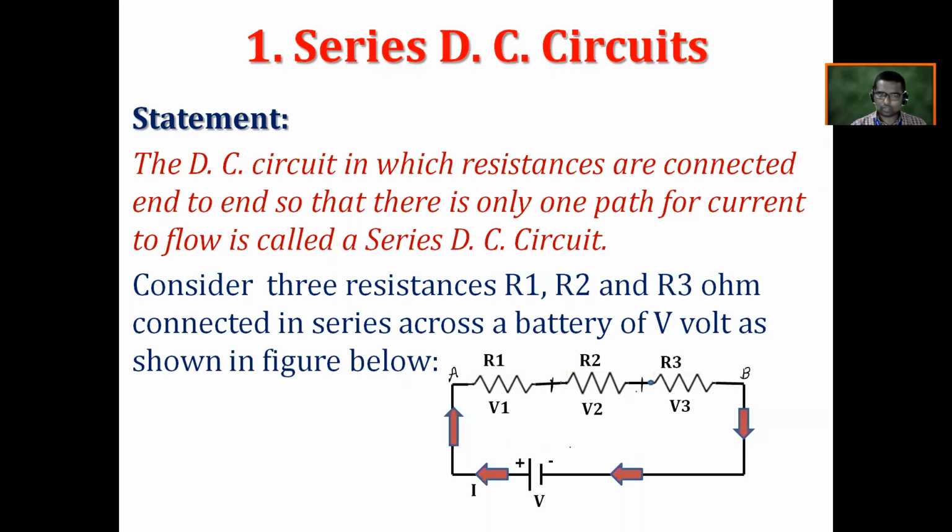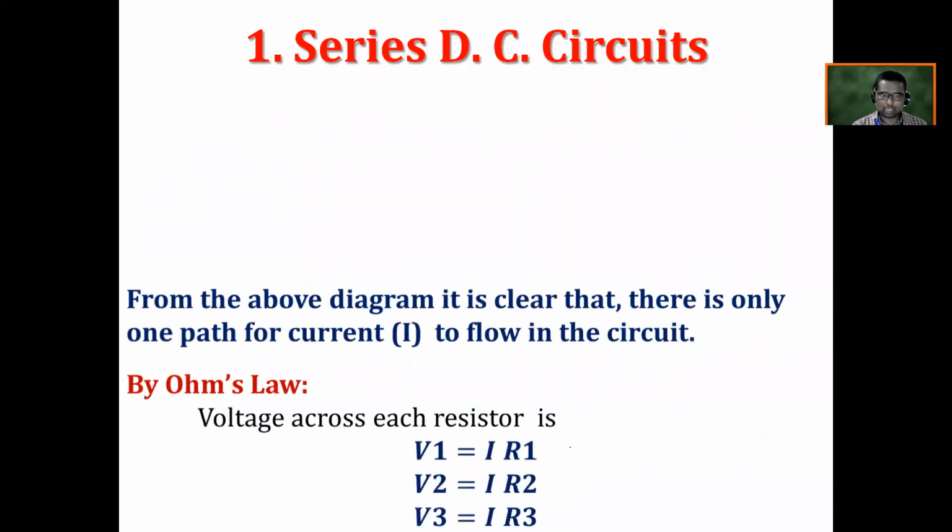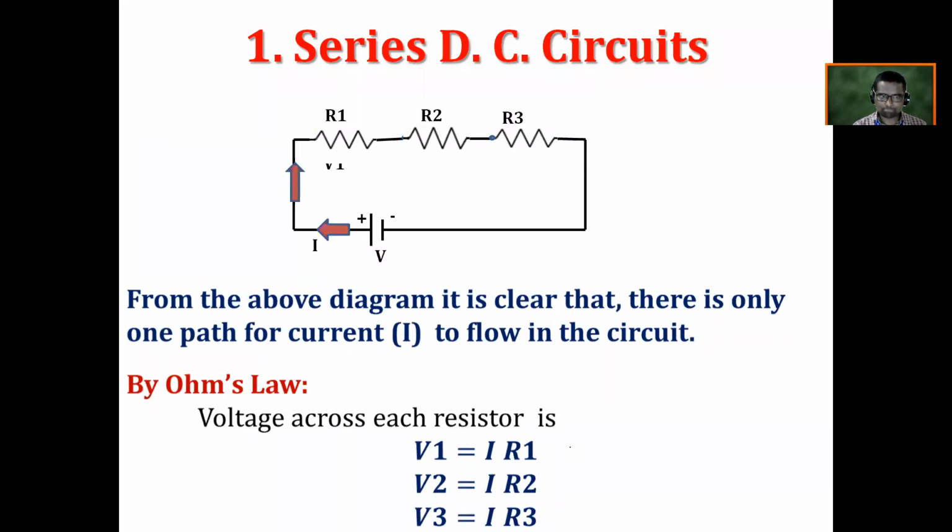Okay, now let's go to the next slide. Again, we will add the main characteristics. Now, if you see the diagram once again, from the above diagram one thing is clear: there is only one path for the flow of current. Is it right?